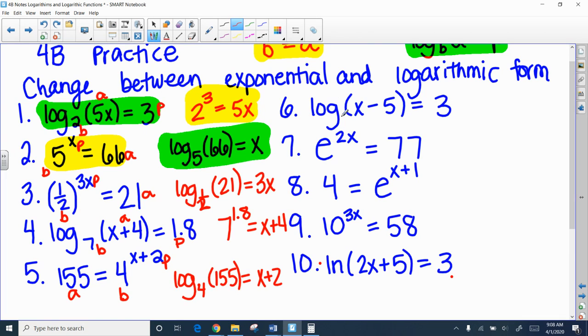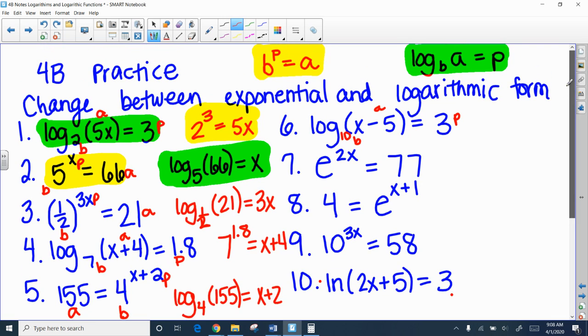So if we look at number 6, this is in logarithmic form because it says log. There's no base written here though, so we have to recognize that this is the common logarithm. It's the base of 10. So the 10 is our base, this is our a, and the other side of the equal sign is our p. When we change it to exponential form, it's going to be in the form b to the p power. So it's going to be 10 to the third power equals x minus 5.